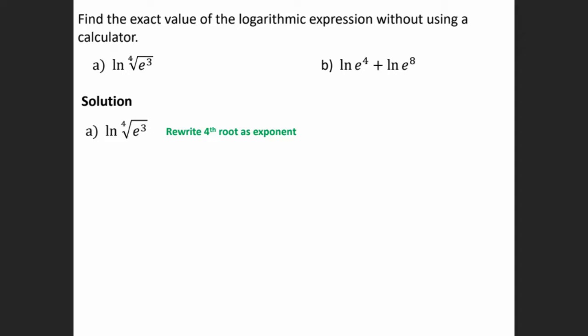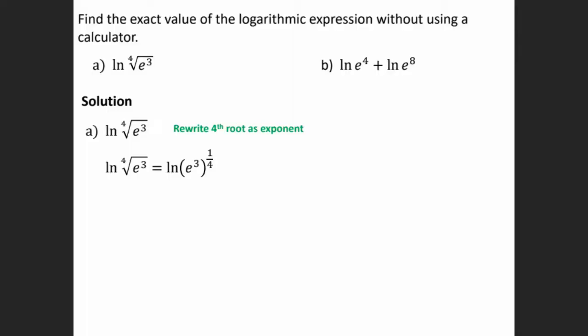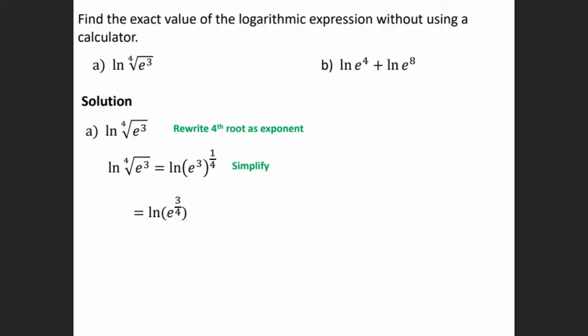So we have natural log of the fourth root of e cubed. I'm going to rewrite this as an exponent. If I convert that to exponent form, this is natural log of e cubed to the 1/4 power. You see that I have multiple power rules. I first use the power rule to multiply my power 1/4 to the third, which is going to give me natural log of e to the 3/4 power.